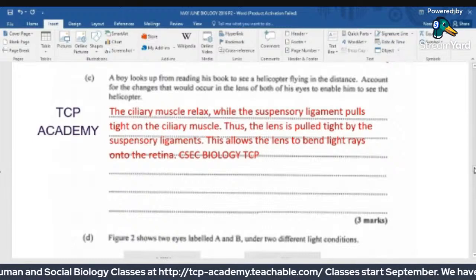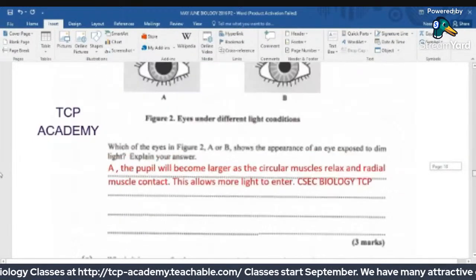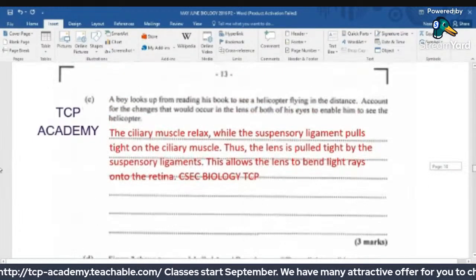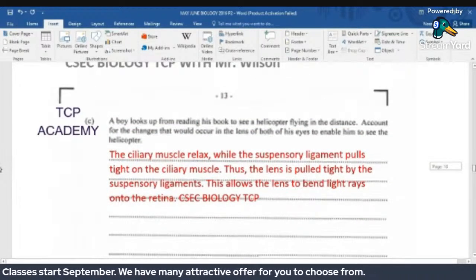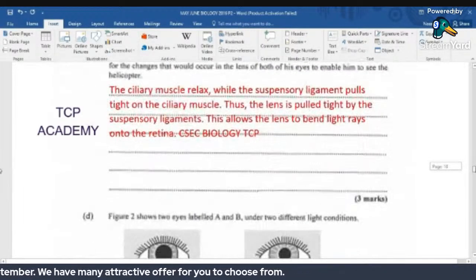You can use a diagram to enhance this question if you so desire, as you are describing or accounting for what happens here.